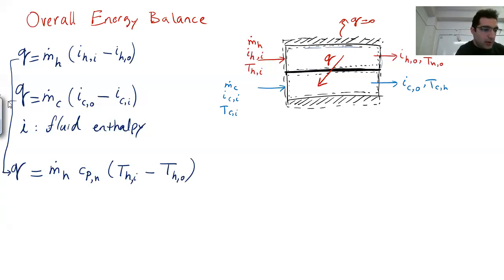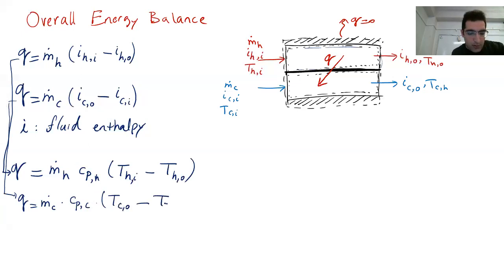If I can show this here, Q for the cold fluid is equal to m dot of the cold fluid. Instead of enthalpy change, I would like to put specific heat capacity of the cold fluid times change in temperature of the cold fluid.